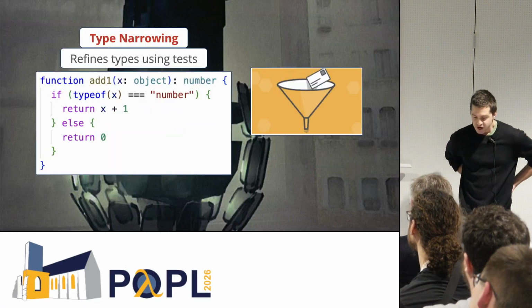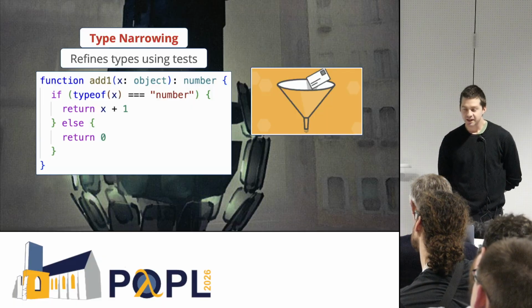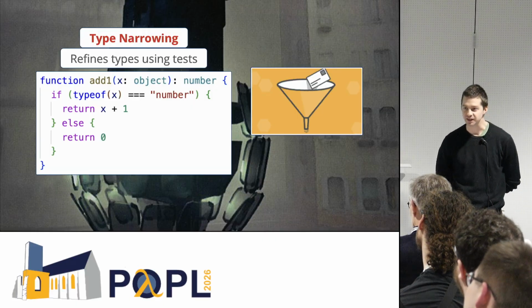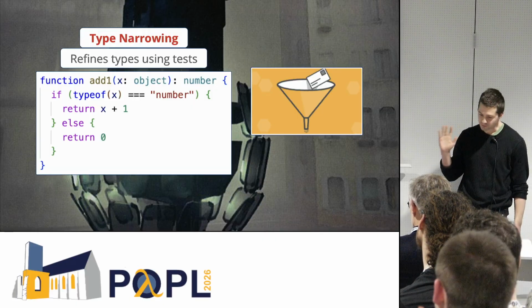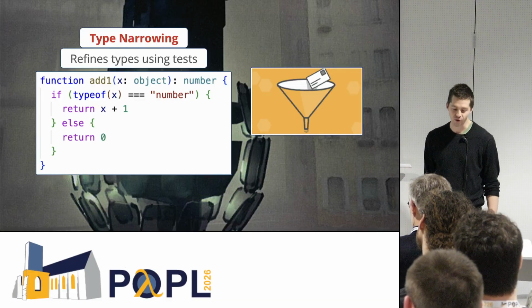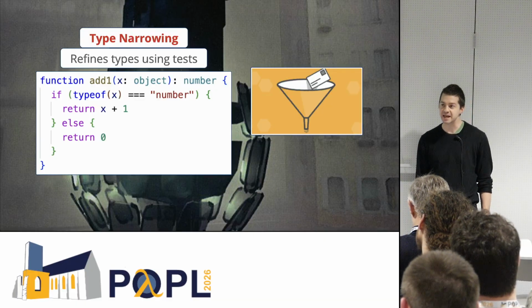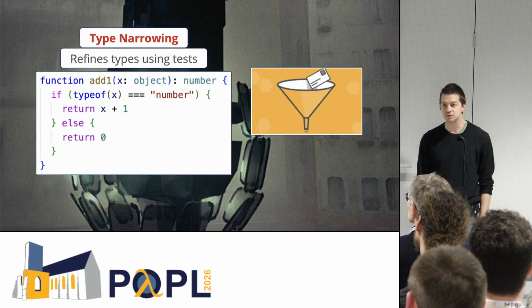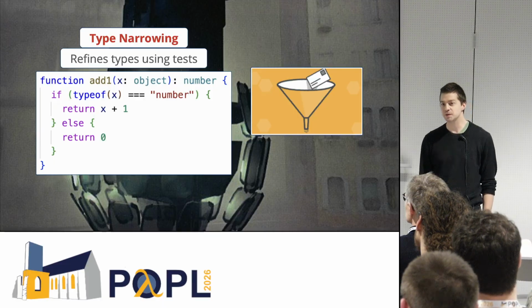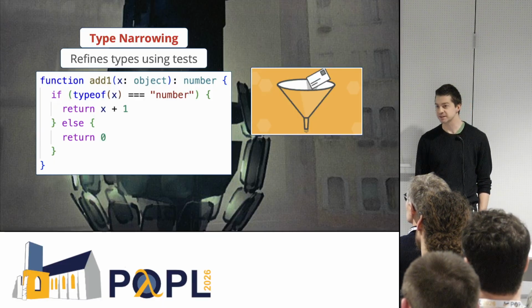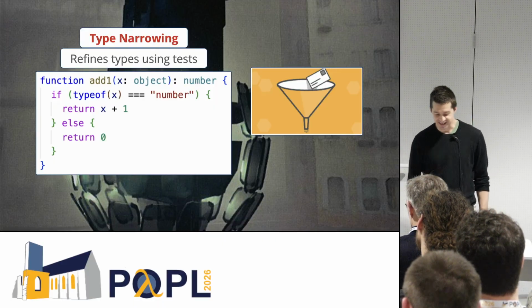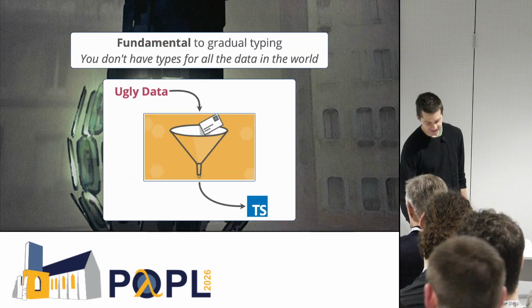So type narrowing in general is refining types at the type level based on tests that are happening at the term level in the program. Here's a very basic example of using type narrowing. The function add1 takes in any object, and it does a type test. If the object I'm looking at is a number, then I should be able to use it just like that and add 1 to it. So this should be totally type correct, and this one is safe and sound. In the other case, we're returning 0.